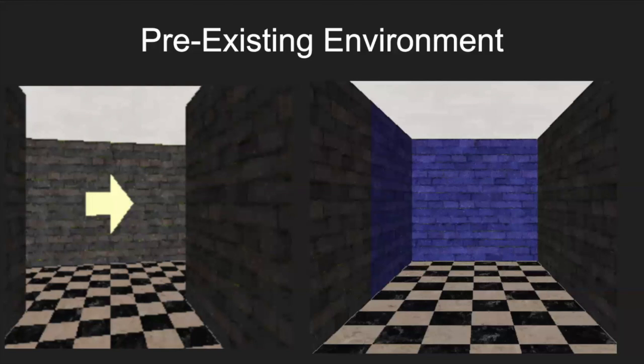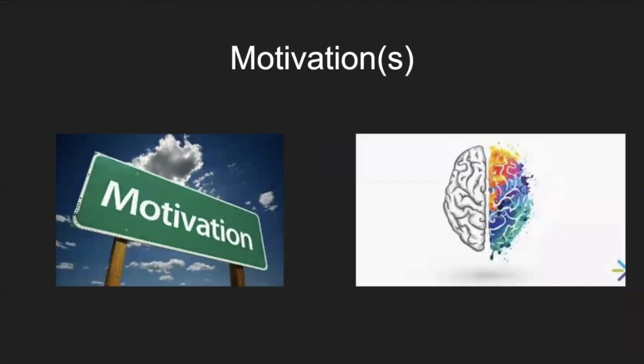And this is some screenshots of the pre-existing environment we had, which is basically just a maze with arrows on the walls, which point the agent in the direction of where the goal state is.